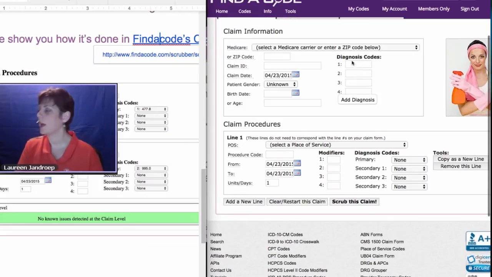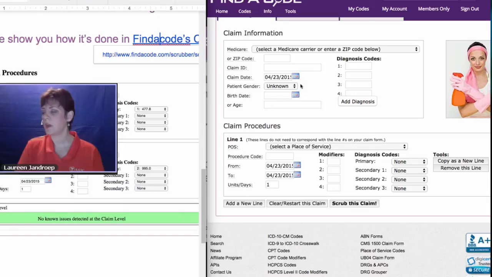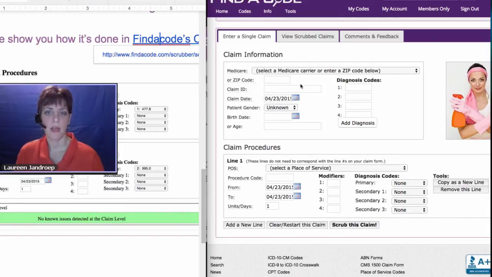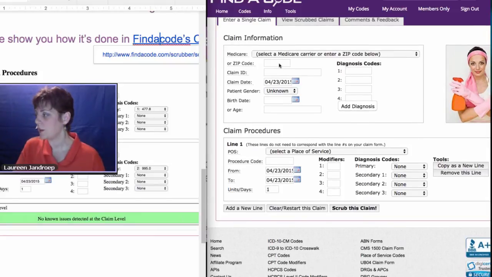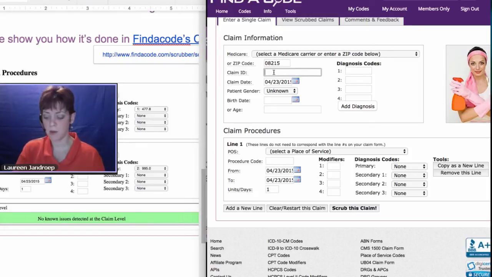Okay, so what you're basically doing is taking a claim, as if you had a real patient come to the office. I recommend doing this to see if you've got any problems with the claim, like linkages. Is the diagnosis not supporting the procedure? So you come here and enter your zip code, because there are going to be differences based on your zip code. If you have a special claim ID, you can put that in.